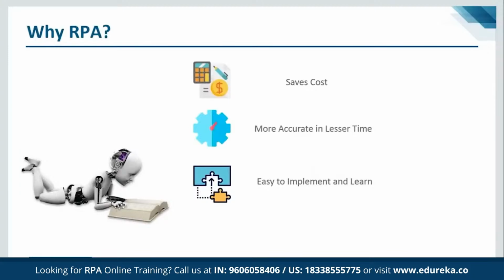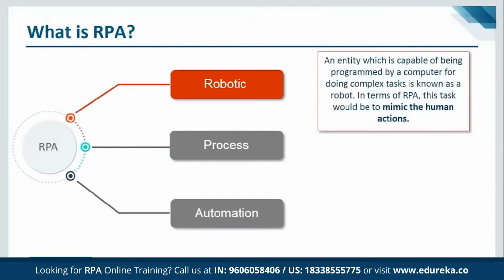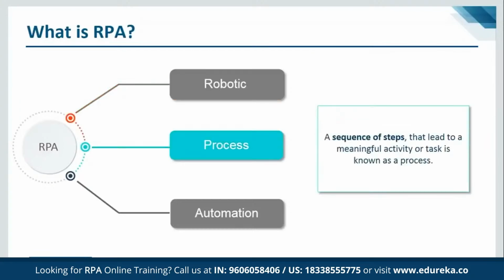So with this, guys, we have understood why we needed RPA. Let's move on to understand what RPA exactly is. RPA, as you might have guessed, is an acronym for Robotic Process Automation. Let's understand the three terms one by one. Robotic is basically an entity which can be programmed to mimic human actions. So any entity which can mimic human actions on being programmed is called robotic. Then comes process: a sequence of steps which lead to a meaningful activity.